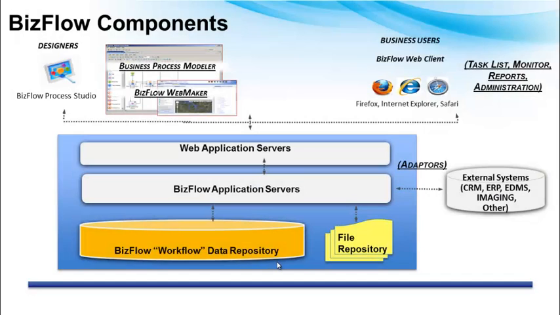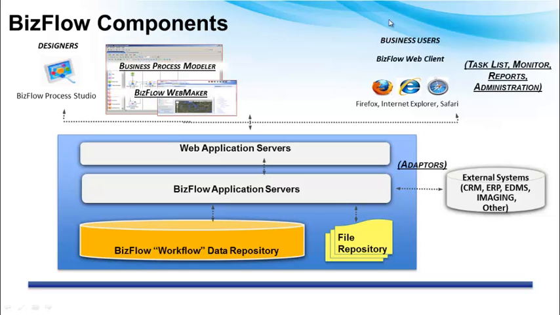So to recap the components, perhaps from a slightly different perspective, BizFlow has two types of clients. The BizFlow Process Studio is used by designers. This is client-side software that you would install on your laptop or local computer and launch locally. It then connects to a server where it's storing your process models, forms, and other information. Under that studio are two tools that get launched as part of it: the BizFlow Process Modeler and BizFlow WebMaker.